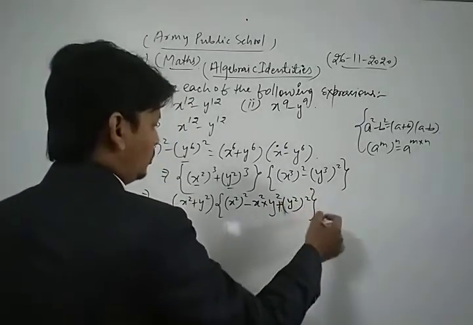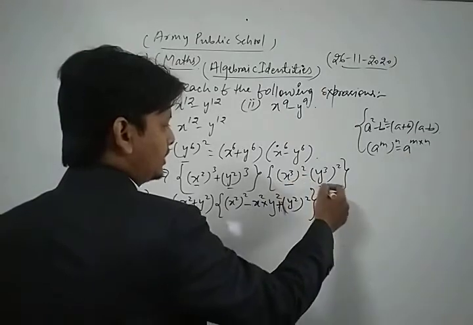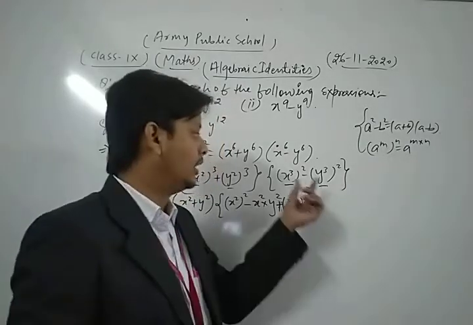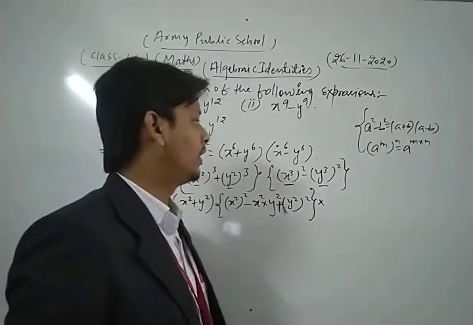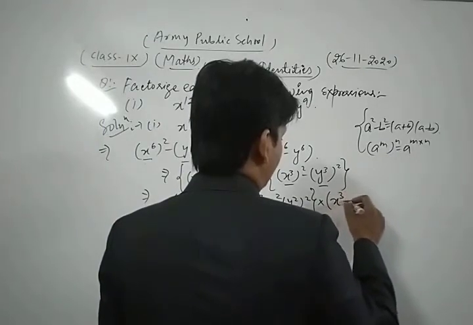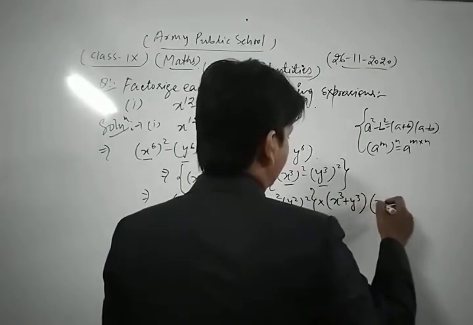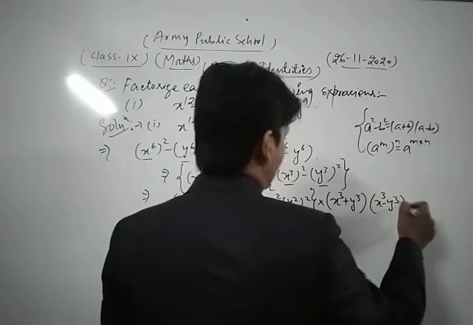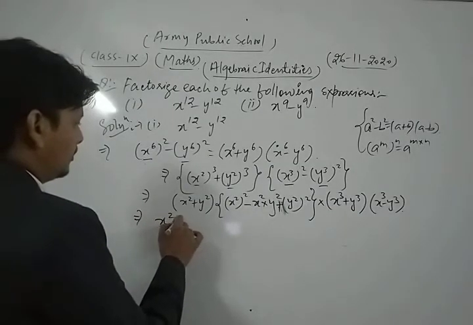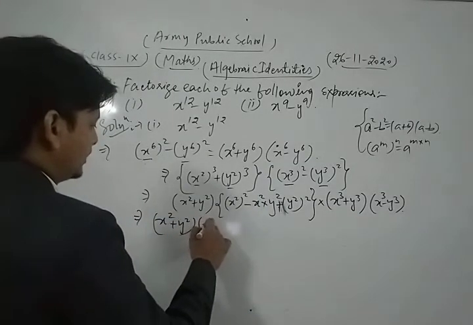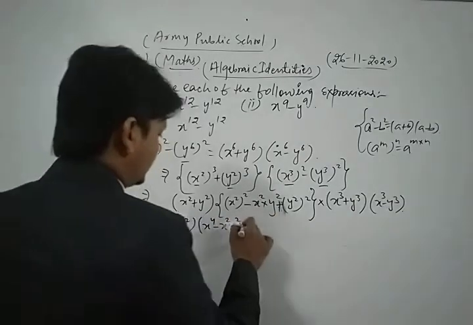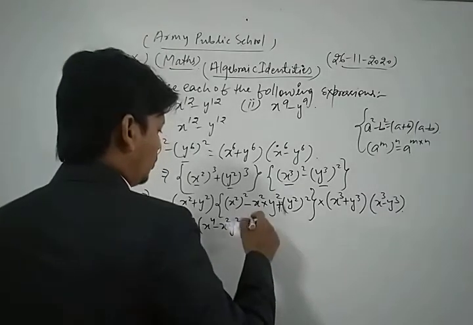Now here this is the value of a, this is taken as b. So here we again apply the identity a square minus b square. Here a is x cube, and b is y cube. So here we write a plus b in one bracket and a minus b in another bracket. Now let's see what we get. We have x square plus y square in one bracket, and here this is x power 4 minus x square y square plus y power 4.